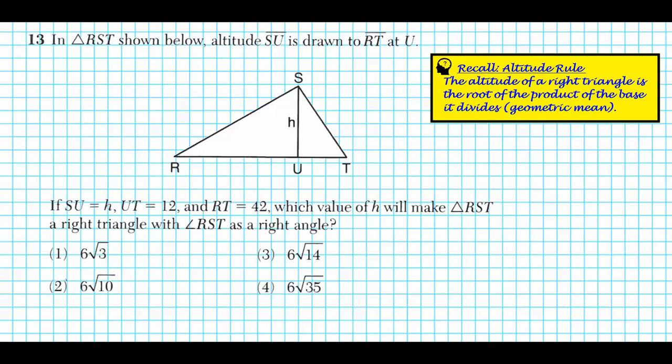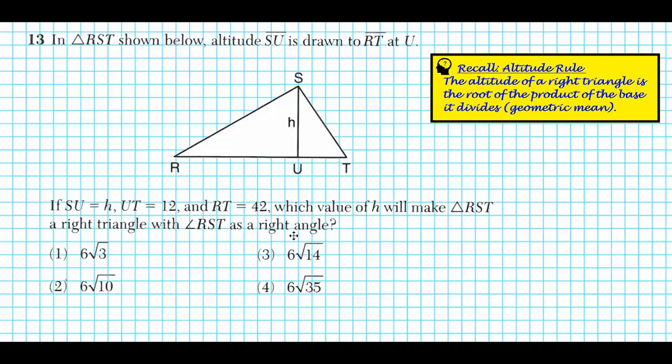All right, let's take a look at question 13. It says triangle RST shown below. In that triangle, we have an altitude of SU that's drawn from RT at U. So this is the altitude right here. If SU is equal to H, UT is 12, RT is 42, which of the values of H will make triangle RST a right triangle with angle RST as a right angle?